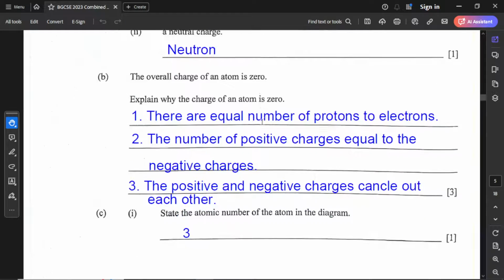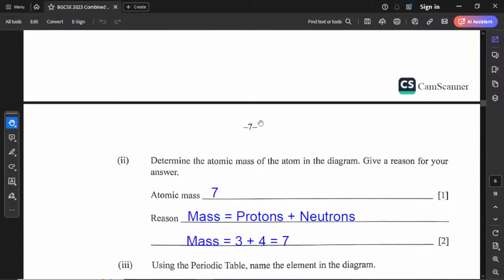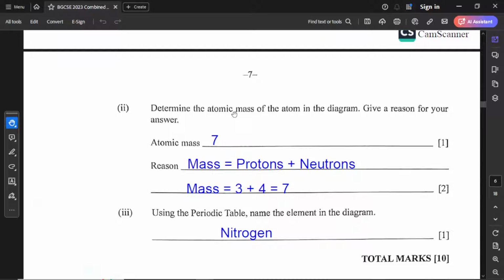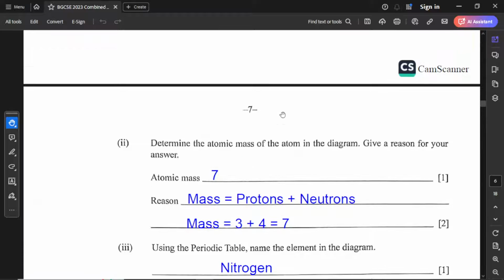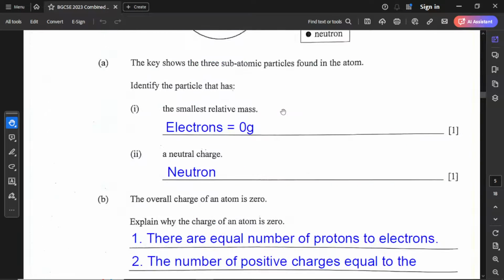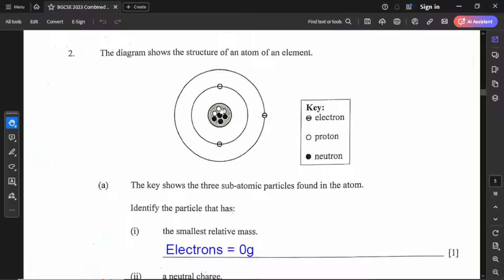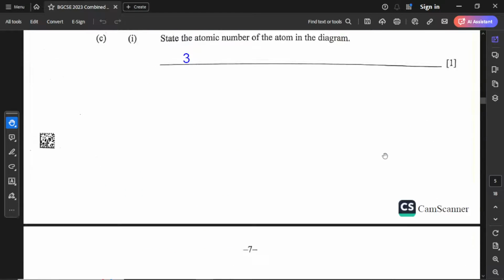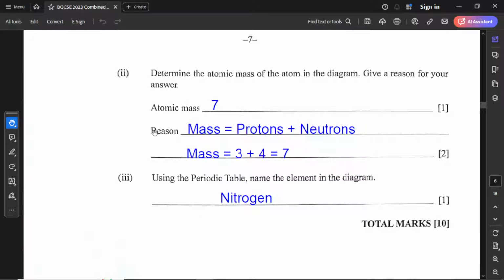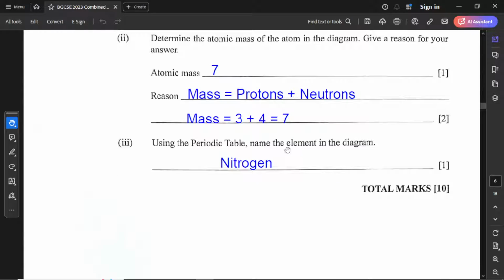Next part of the question, that is C2, is to determine the atomic mass of the atom in the diagram. Give a reason for your answer. And the mass here is 7. I'll go back to the diagram to show you why it's 7. Because we have 3 protons and 4 neutrons. So we add up the protons and neutrons, we get our mass, that is 7. So again, the reason is mass is equal to protons plus neutrons. Therefore, mass is equal to 3 plus 4 equals 7.